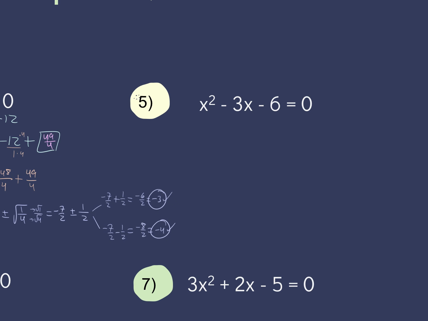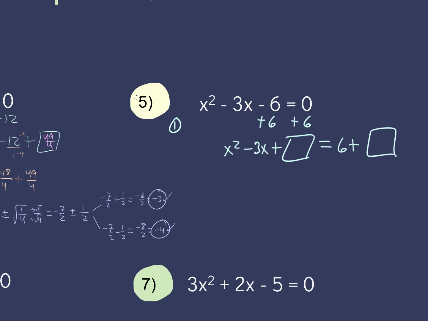Again, you want to get your ax squared plus bx to one side, your constants on the other. First thing you want to do is add 6 on both sides. So we get x squared minus 3x, add your little box, equals 6. Again, add your little box.